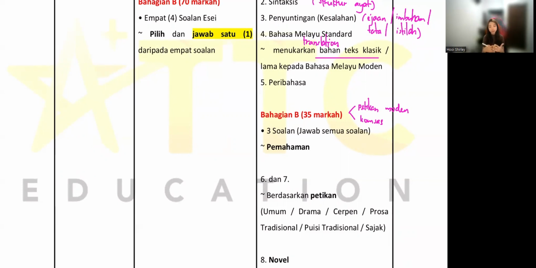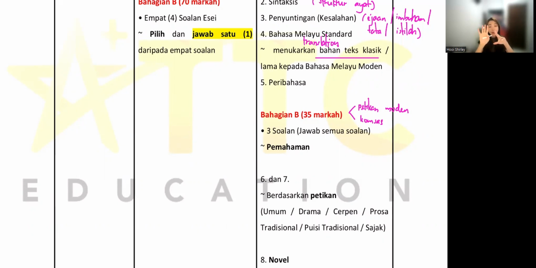But then for concepts, we have sajak, syair, gurindam, seloka, and drama, that is a book. One is your novel, the other one is the Comsas book. Yes, that will come up from that book. But then for your pemahaman, there will usually be 2 bahan for each question. So like dua petikan umum, and also the other one is the Comsas.